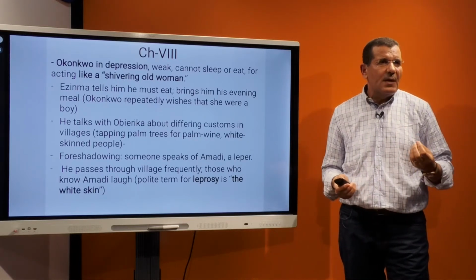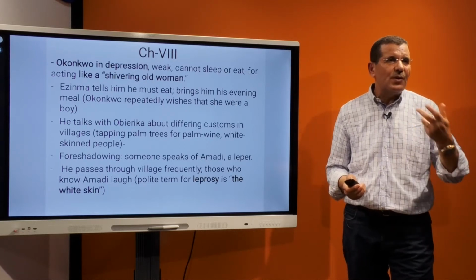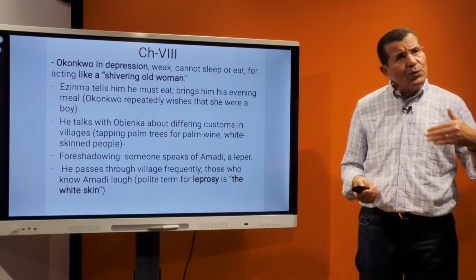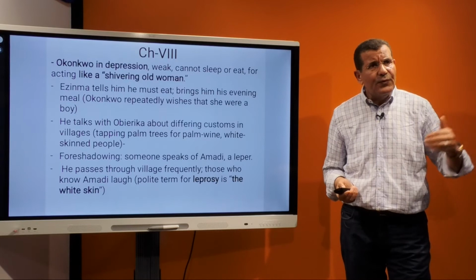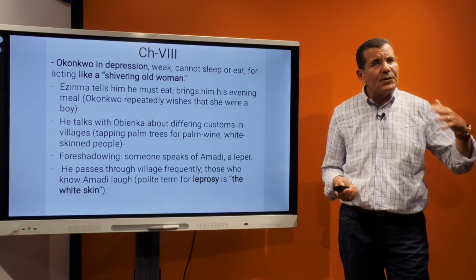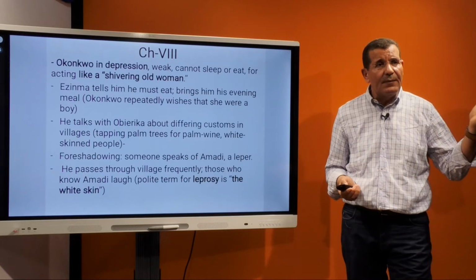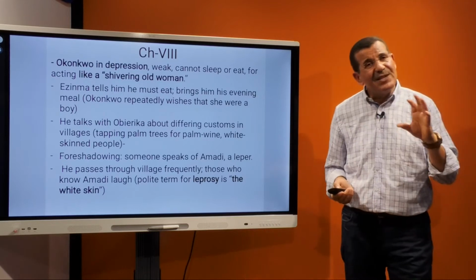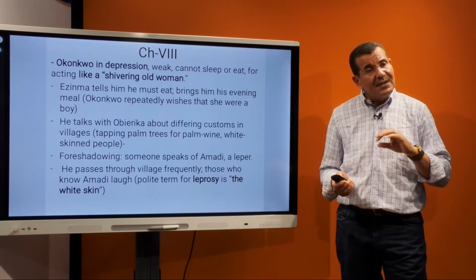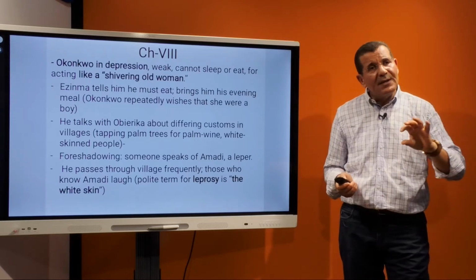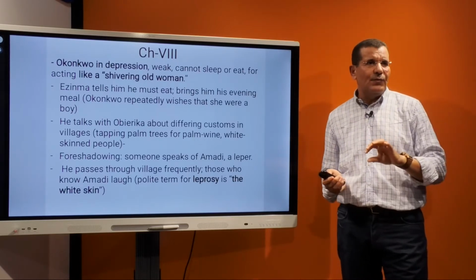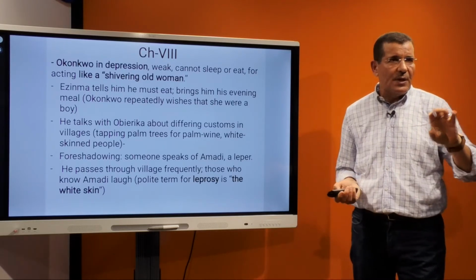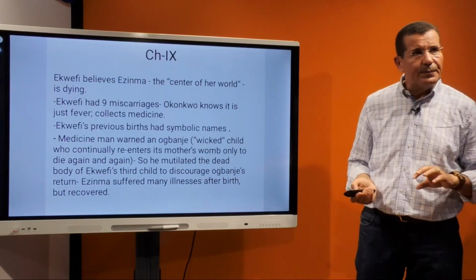So this emphasis and exaggeration on masculinity is also criticized here in the novel. And while they are talking, as foreshadowing, someone speaks of a certain Amadi, here they call him a leper, and he passes through the village frequently, and those who know Amadi, it is a polite name for leprosy, and it is the white skin. And early we can guess the gradual coming of the white man, because the skin color is a symbol of the coming of a new race, a new culture.